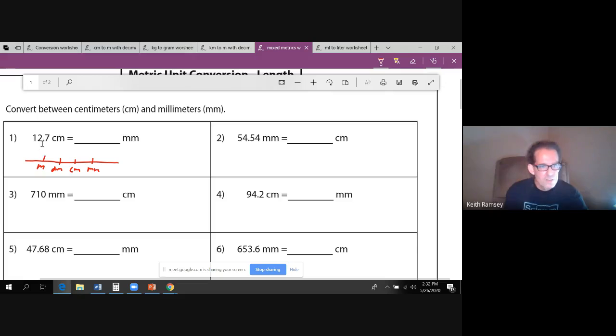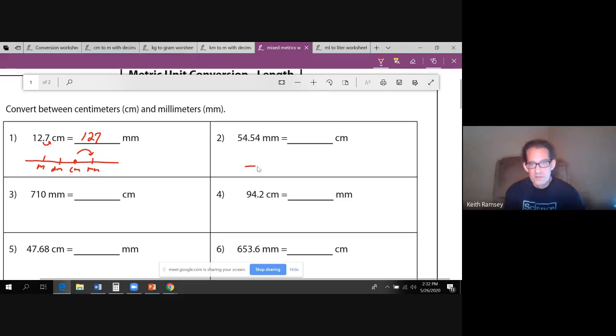So if I'm at 12.7 centimeters, I'm right here. How many steps to the right am I moving my decimal? Just 1 step. Just from centi to milli is 1/10. Okay? So if my decimal's here, I'm going to move it to the right 1 step. This becomes 127 millimeters.